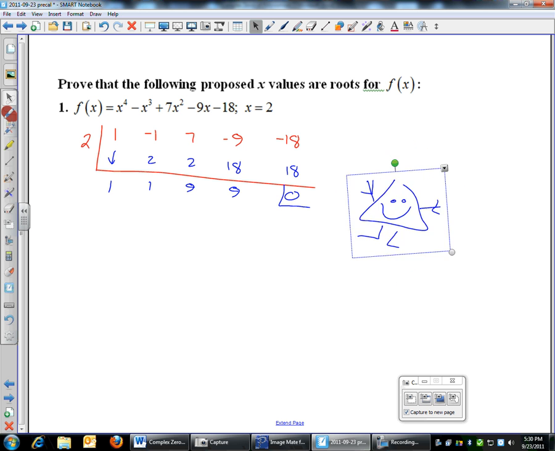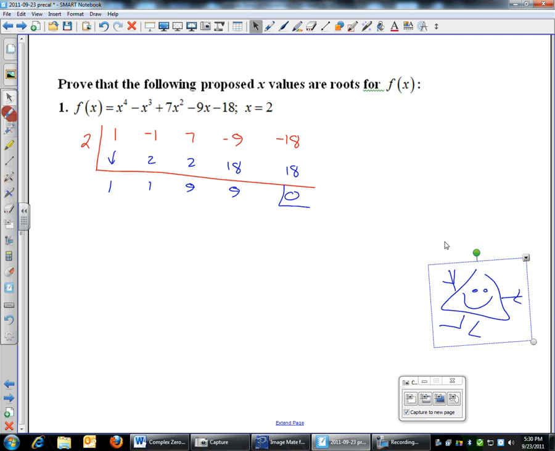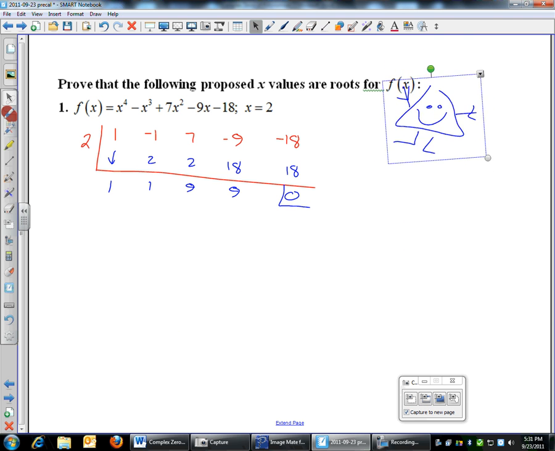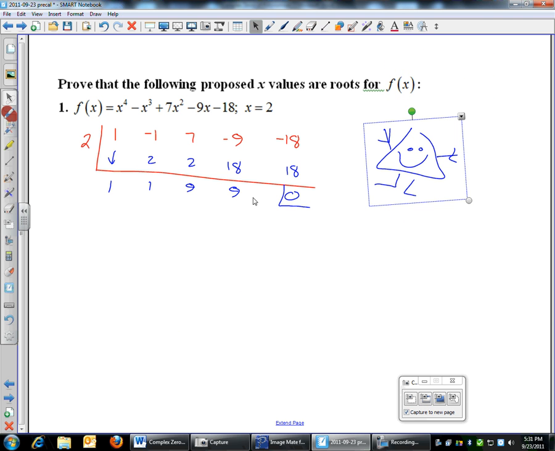All right. And then he likes to bounce off the walls. Woo! Okay. So anyway, there's Triangle Man. He's happy because we just proved that 2 was a root. That one's nice because 2 is a real number. You can wrap your head around that. I know what 2 is. I have $2, and that's great.